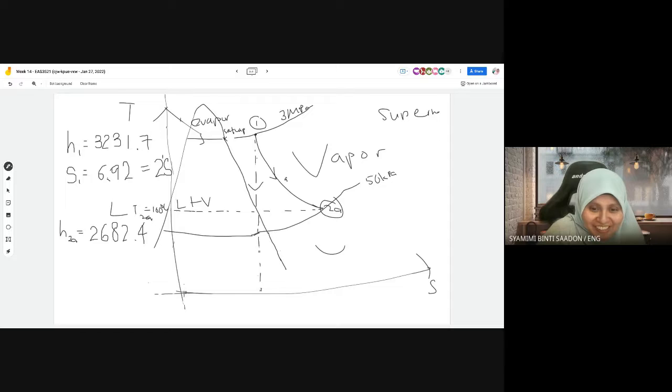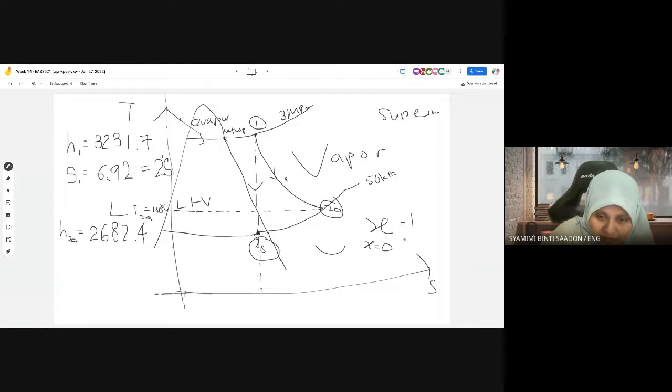Okay, so if we assume point 2S, the point 2S will be at some point inside the mountain. Means that it is at liquid vapor state. Liquid plus vapor, not totally vapor. So we want to find the quality, the X, the quality of the vapor. If X equals 1 or 100%, means that the fluid is totally vapor. If X equals 0, means that the fluid is totally liquid. Here, at this point, totally liquid.